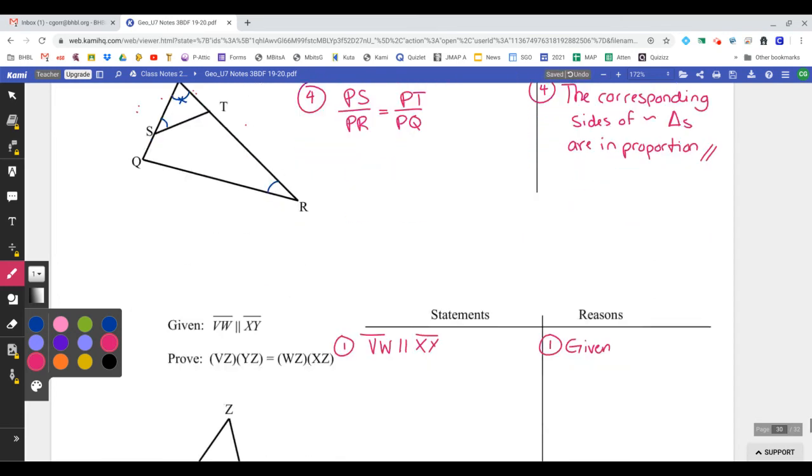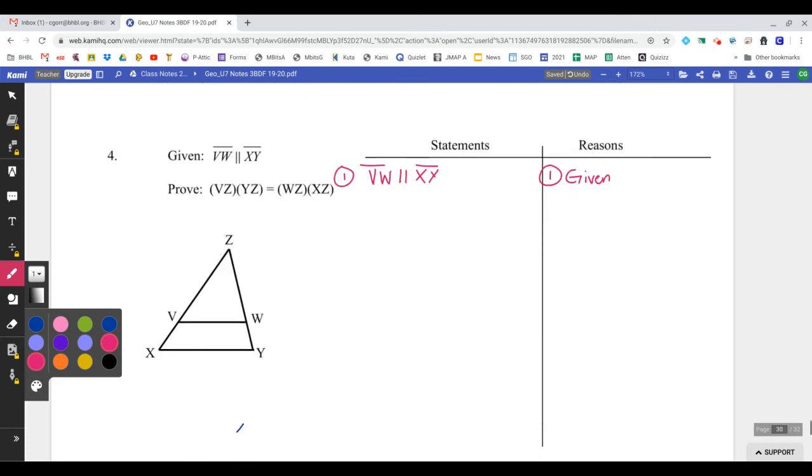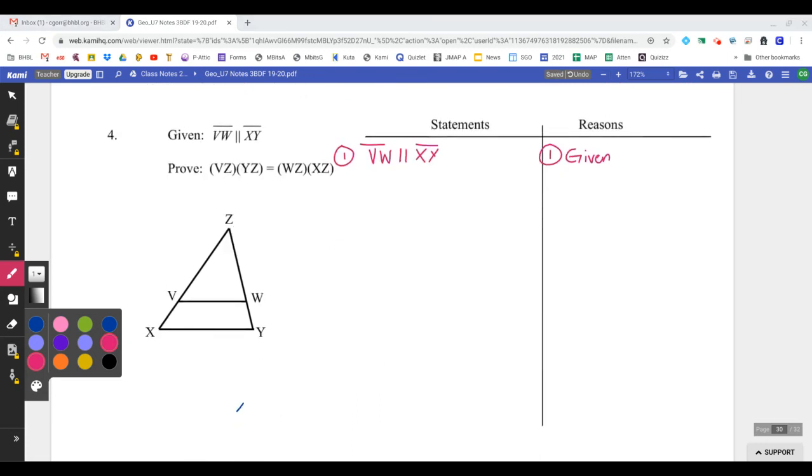Moving on to number 4. This time I have 2 sides that are parallel to each other. So I have VW parallel to XY. And again, I'm trying to show that I have some sort of cross multiplication. So remember that we have a proportion and it's cross multiplied. Okay, so that's what we're looking to do here.